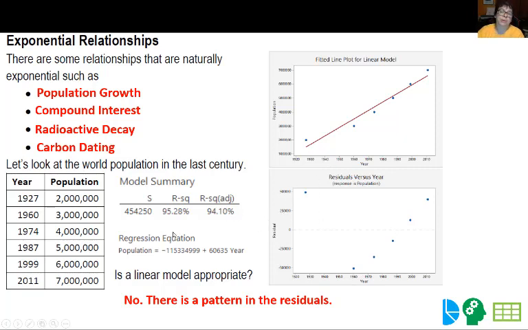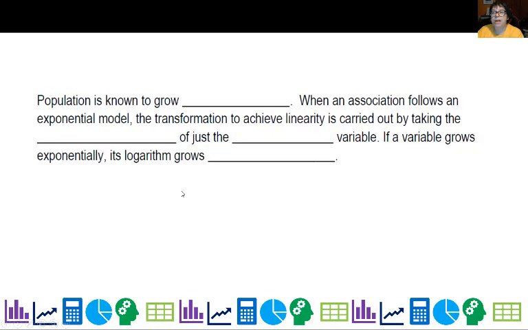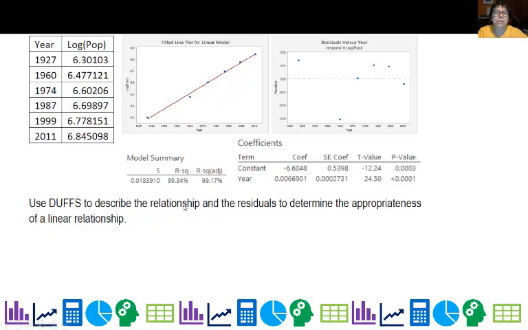Well, how is growth supposed to behave? It's supposed to be exponential. So since population is known to grow exponentially, basically, here's what we're going to do. When an association follows an exponential model, we do the transformation by taking the logarithm of just the response variable. If a variable grows exponentially, its logarithm grows linearly. Now let's go ahead and look at the world population, which definitely falls into exponential growth.